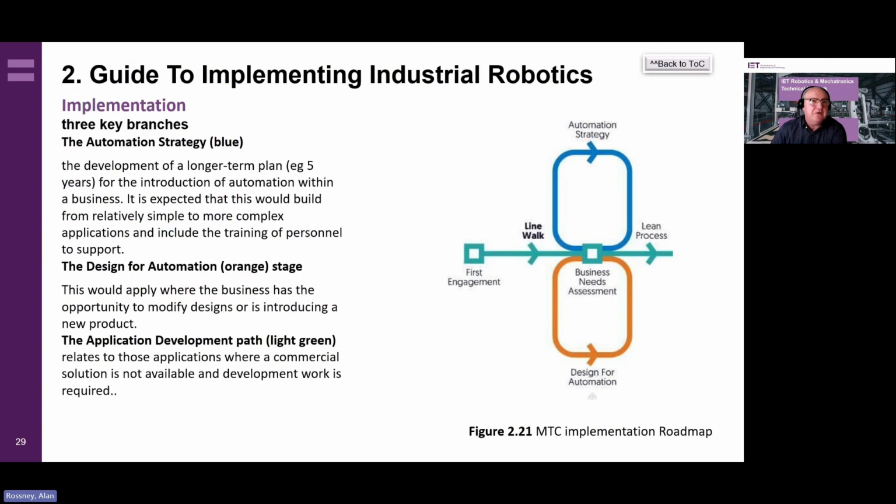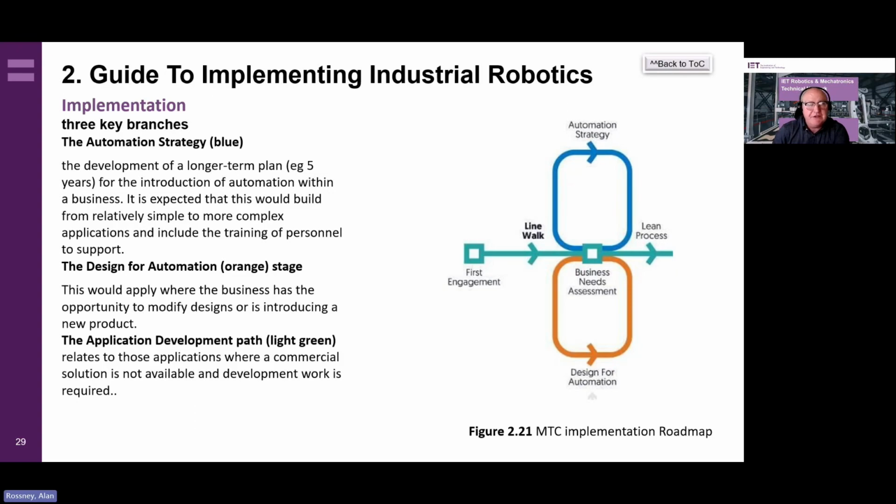So just to describe this a bit more, the automation strategy was in blue there. It would be development of a longer term plan, like 5 years, for the introduction of automation within a business. And that could cover a number of potential applications, not just a single one. It's expected that this would build from relatively simple to more complex applications and include the development of personnel to support this activity as it's undertaken. So there's no point in installing a robotic system if you haven't considered a technician that might be needed to support it.